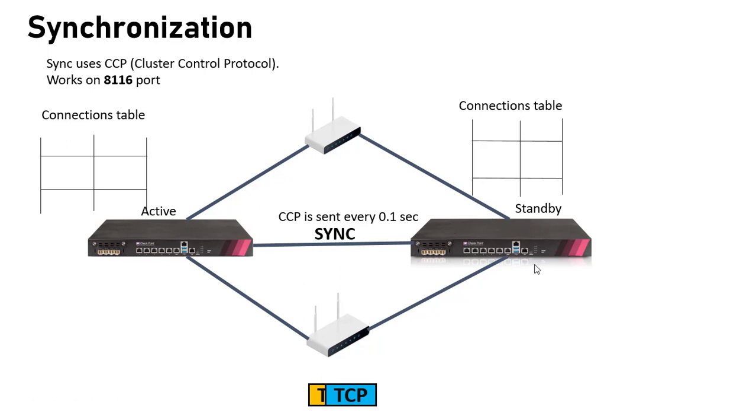Basically, when devices have been synchronized with the full sync after one device went back online, and they are working fine in production, let's say we have an active-standby configuration and it's working just fine, to synchronize new connections we're going to use delta sync. So the CCP packet on port 8116 is responsible for that as well. I'm going to demonstrate it for you.